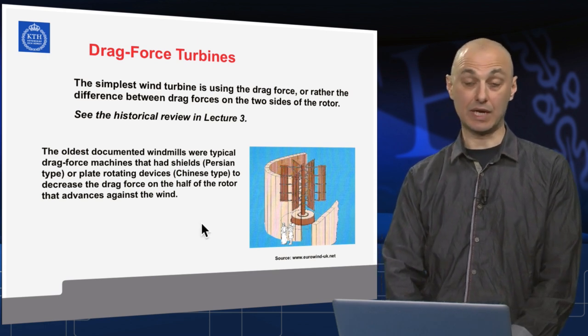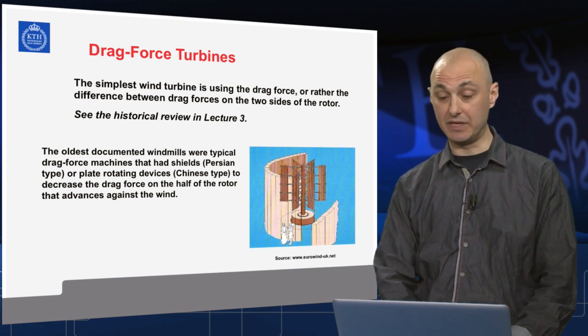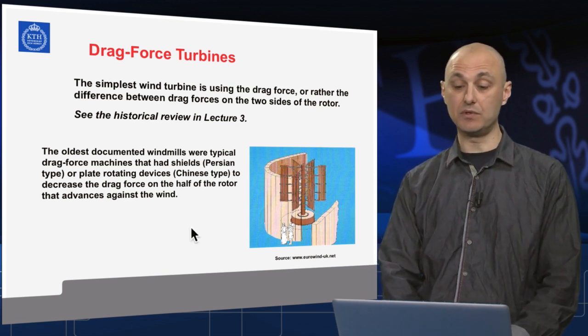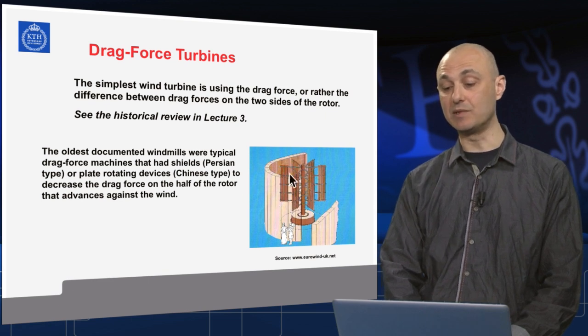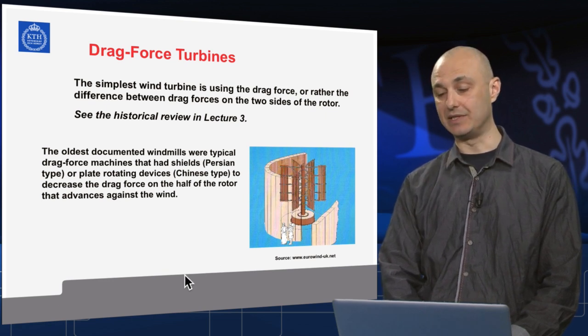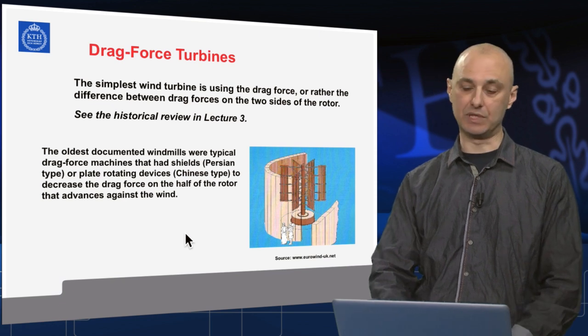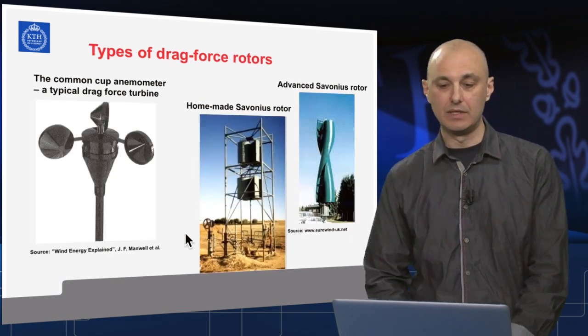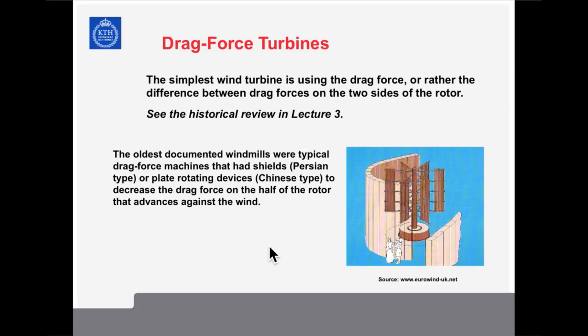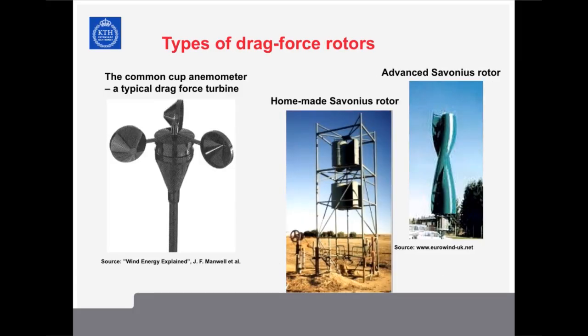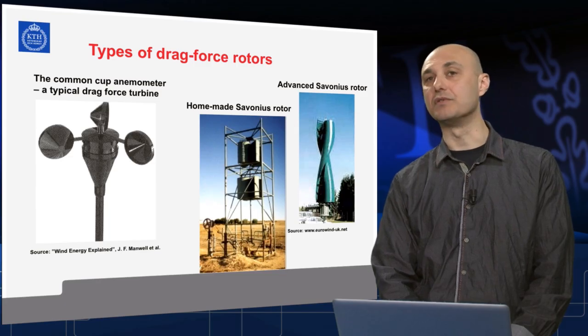This is the Persian type, the so-called Persian type of ancient windmill. There have been also recorded Chinese devices which didn't use shields, but rotating plates here to decrease the drag force on the other side of the rotor. The drag force devices that we do use today are, first of all, the very common cup anemometer. This is how we measure wind speeds. This is a drag force turbine. Or the Savonius rotors.